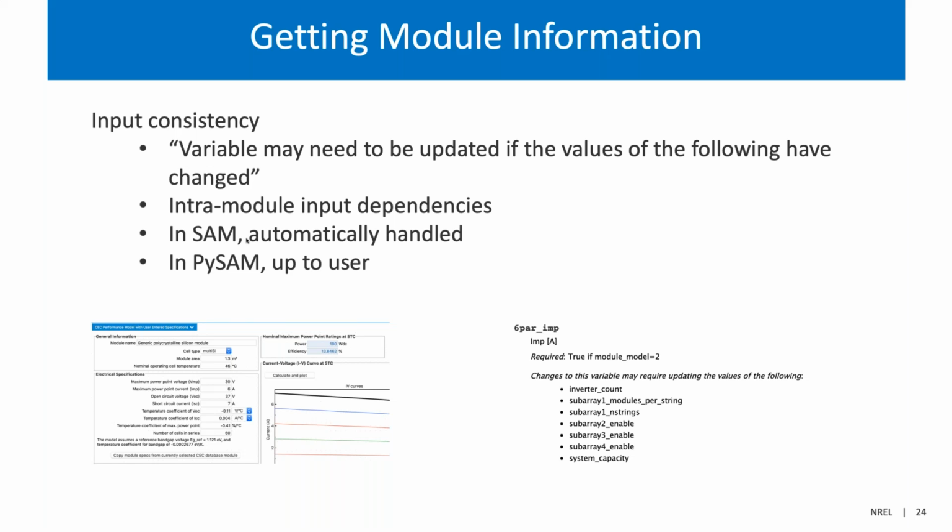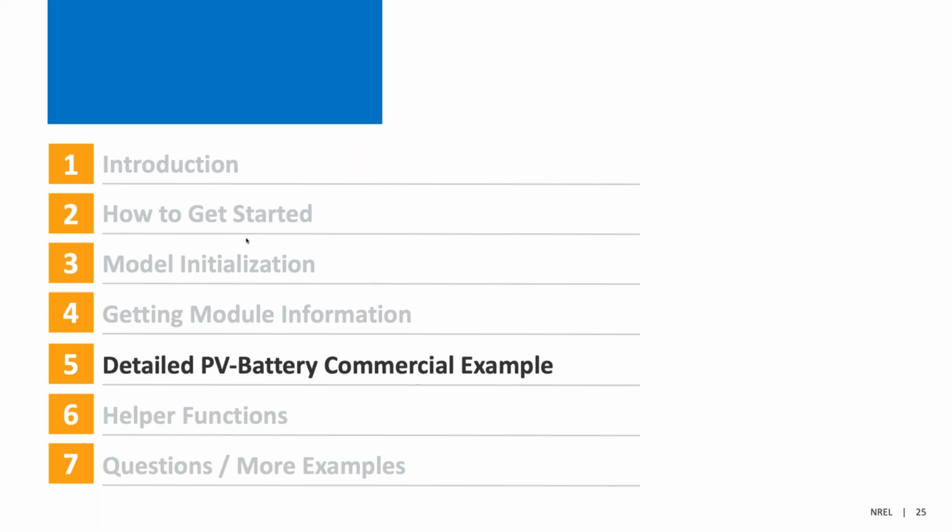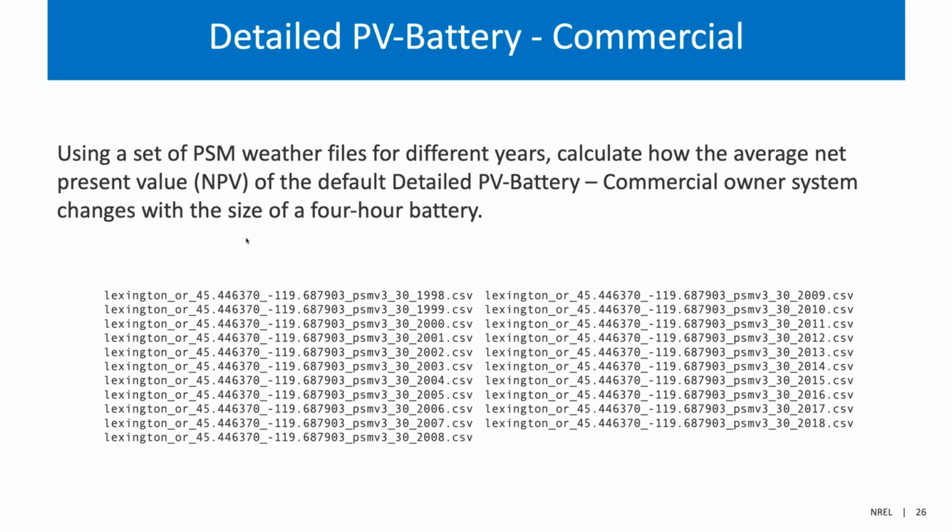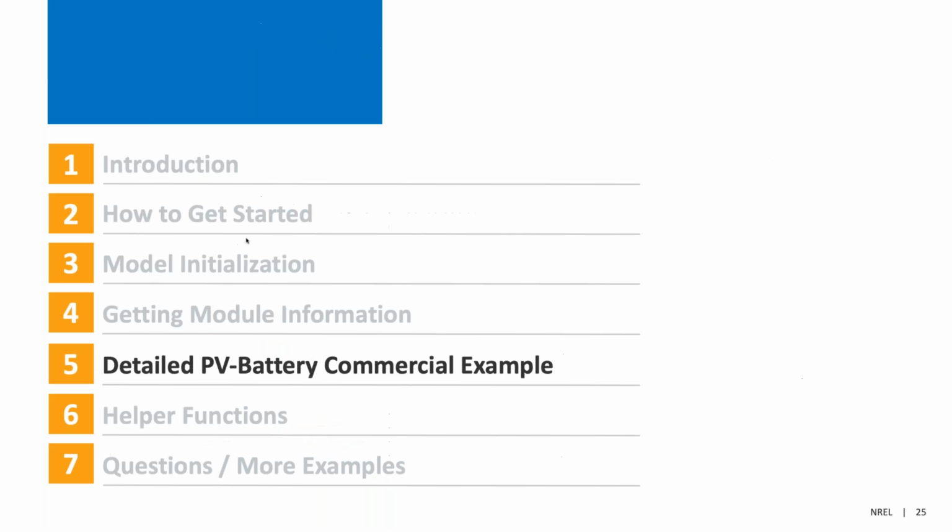So are there any questions on this topic? I know it's kind of more just like a warning than anything super actionable. Nothing pending at the moment. Okay, great. So now we'll go to the detailed PV battery commercial example. Oh, sorry, just one did come in.